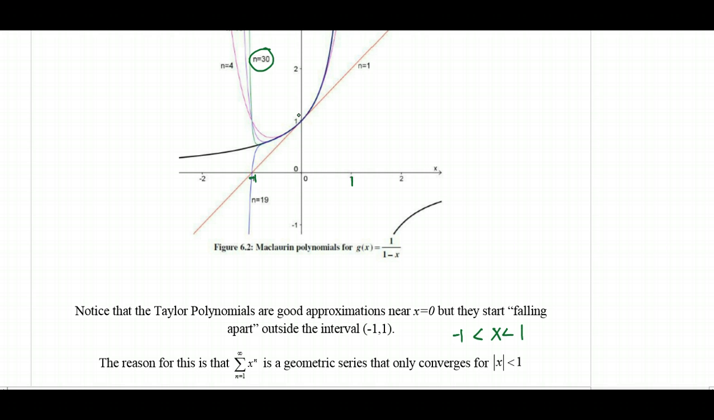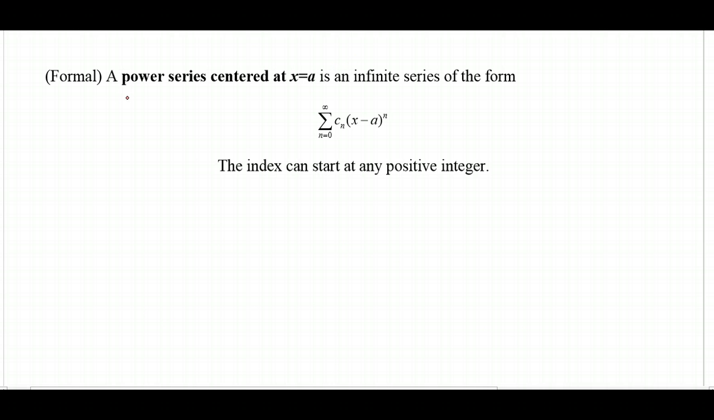So now let's try to look at the formal definition of a power series and then see where we can go from there. Alright, so here's the formal definition. A power series centered at x equals a is an infinite series of the form sum from n equals 0 to infinity of c sub n times (x minus a) to the n.